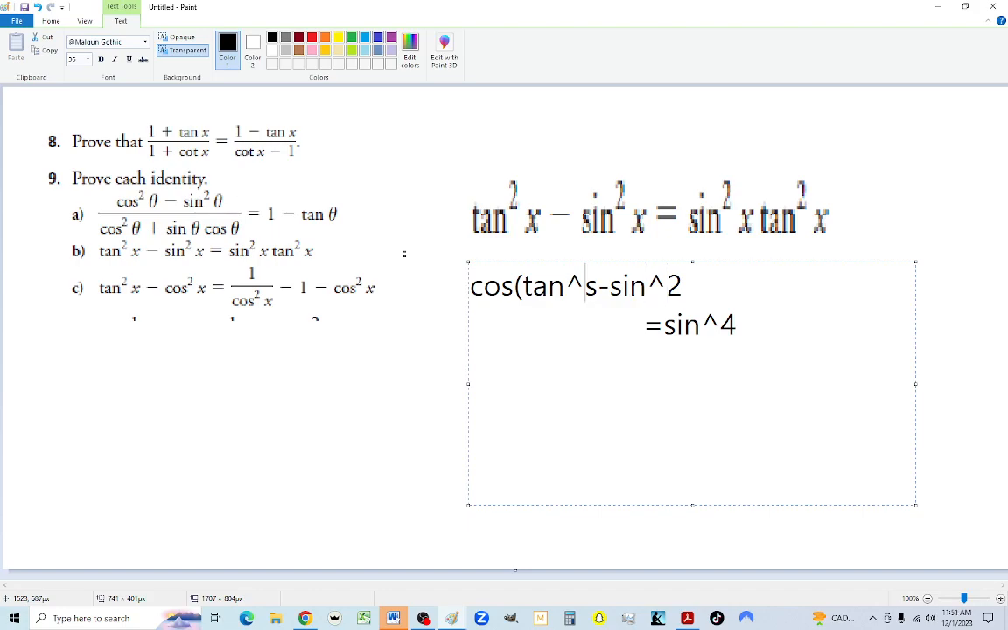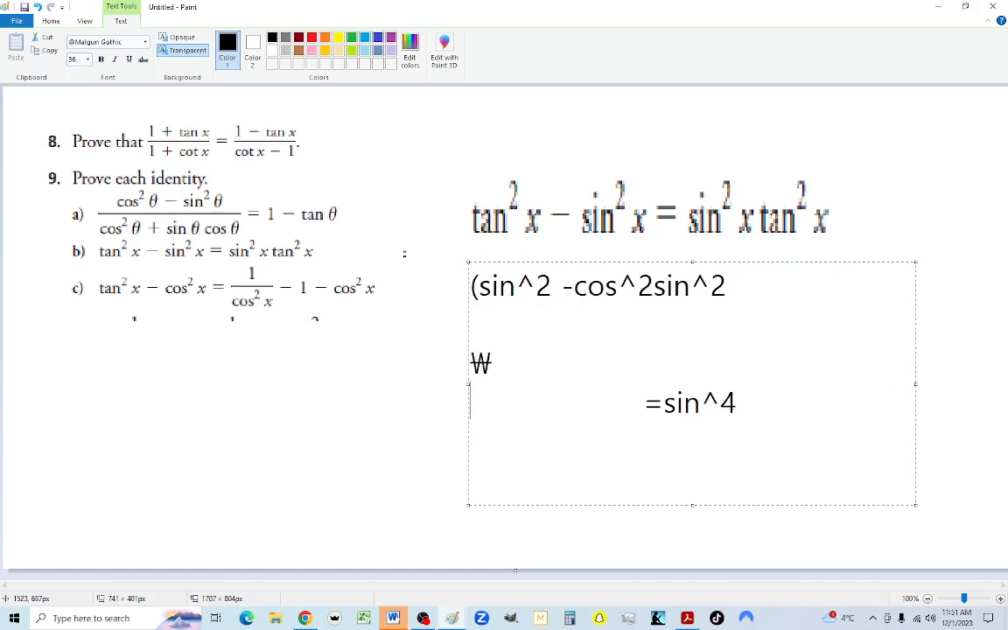Remember that tan squared is the same as sine squared over cos squared. If I multiply these two out, when cos squared multiplies this, the cos squareds cancel out. I'm left with sine squared. And when cos squared multiplies the other side, you'd be tempted to say, okay, we're left with cos squared times sine squared. Okay, fair enough so far.